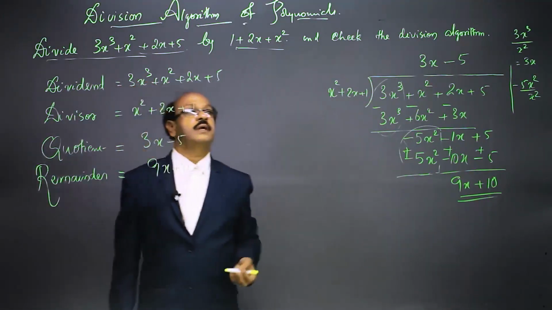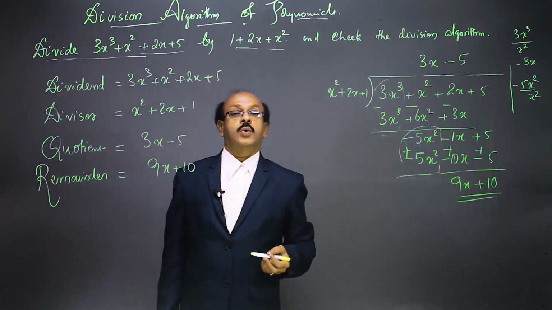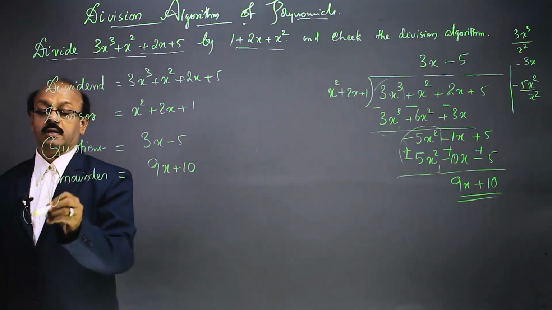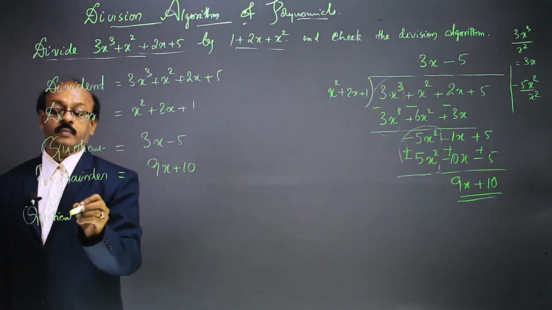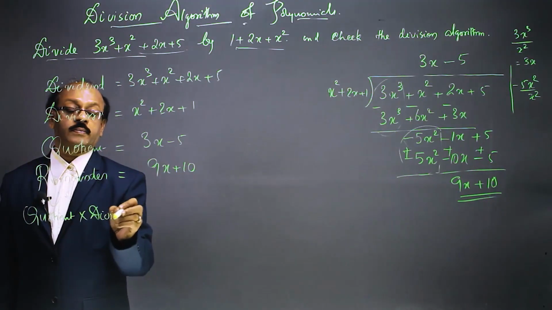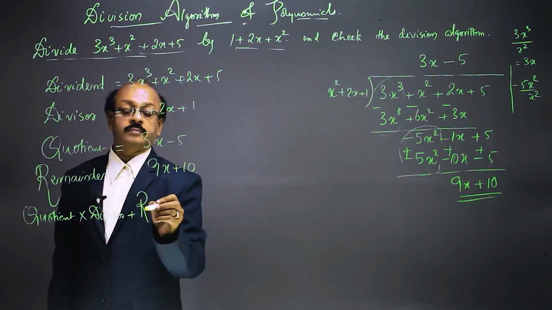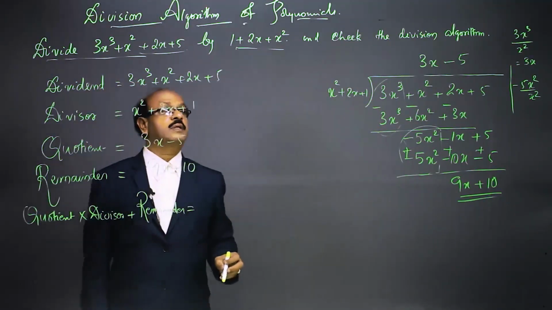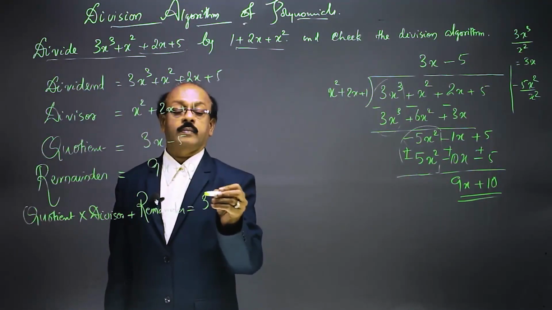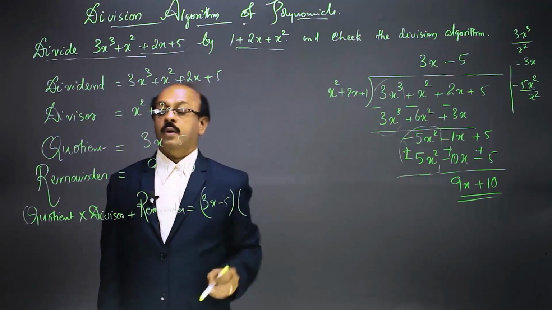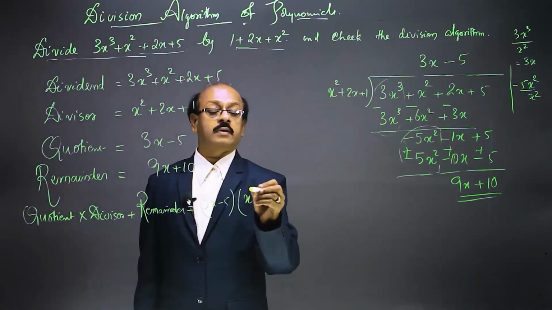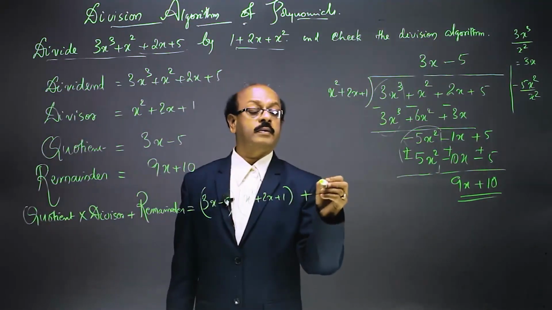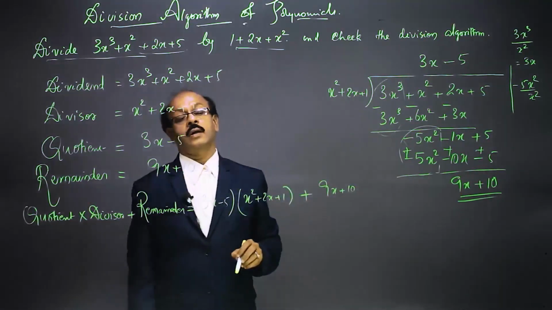Now we have to check the division algorithm relation. That means quotient into divisor plus remainder. We are going to check the relation: quotient into divisor plus remainder is equal to quotient 3x minus 5 into divisor x square plus 2x plus 1, then plus remainder 9x plus 10. We are checking the division algorithm.